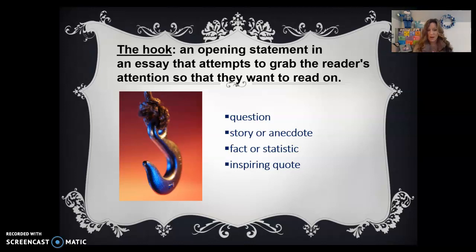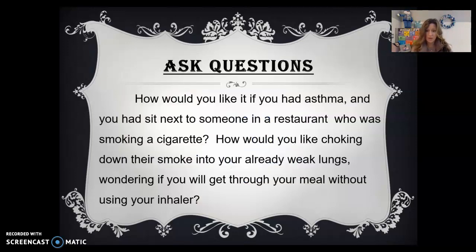All right, these could be questions. You could ask a question. You could tell a little story, which is an anecdote. You could give a fact or statistic about something that you're talking about in your essay, or you could use an inspiring quote. So when I was looking at different options for my New Year essay, you'll see how I went along and tried a couple out. So you guys are also going to be able to try a couple of hooks out for your essay.